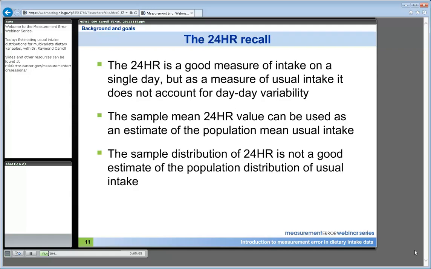So here, part of our background is that the 24-hour recall is a good measure of intake on a single day, but it's not a very good measure of long-term intake because it doesn't account for day-to-day variability. The sample mean of the 24-hour recall values across a sample can be used as an estimate of the population mean, but the sample distribution of the 24-hour recalls is not a good estimate of the population distribution. And I'll repeat some slides that point this out again.